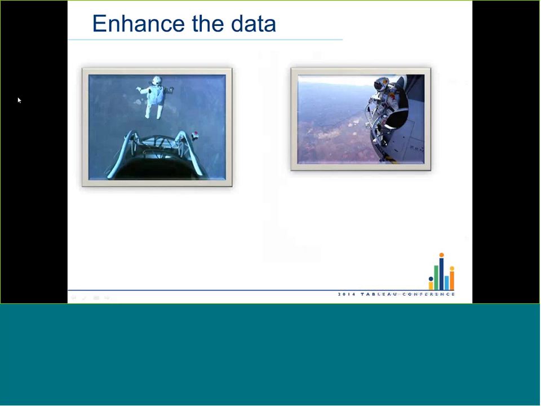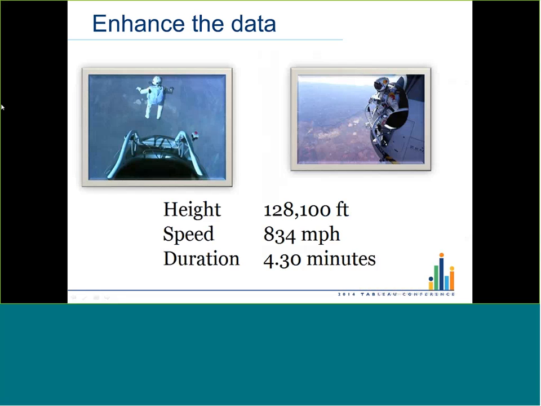So in addition to distilling the data, enhancing the data is also a very powerful tactic. Sometimes you just need more data than you have available to push that message home. So Felix did this Red Bull jump, and there were 3 amazing measures of his jump. The height, he was at 128,000 feet. The speed, which was 834 miles per hour, and then the time it took, 4.5 minutes.